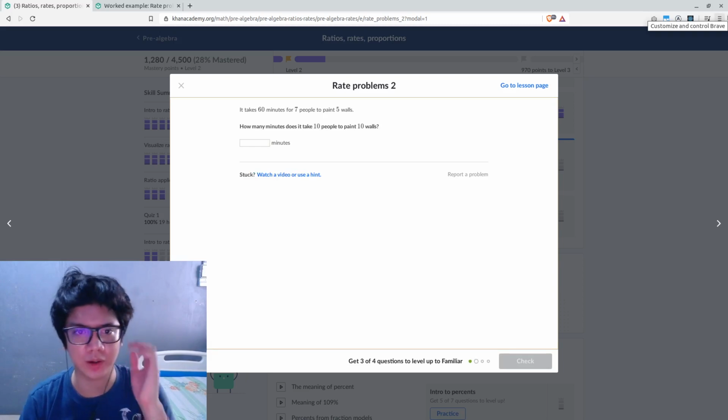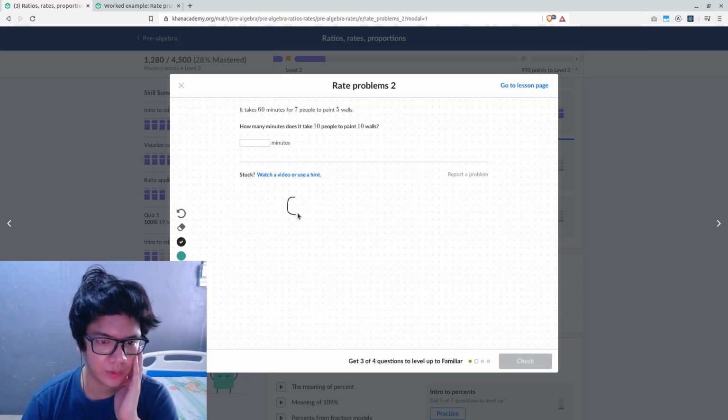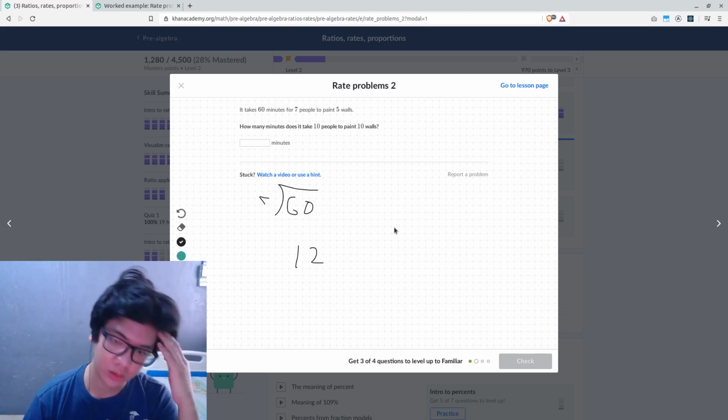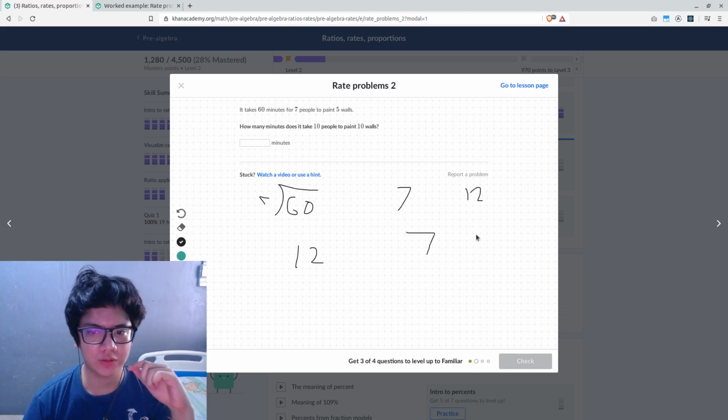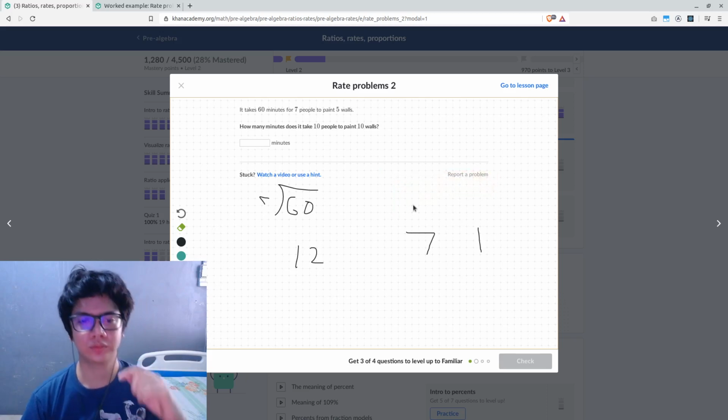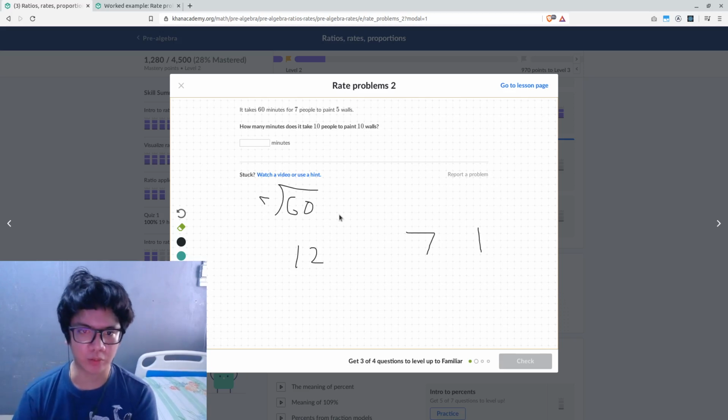Oh no, this one we have to do some work. Okay, let's see. 60, we have 12. So for each person, if we only have one wall, it would take the 7 people 12 minutes to complete it. Seven, one. We have 12 minutes per wall.